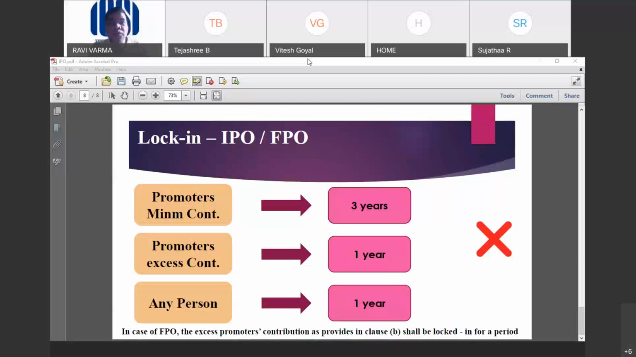Because at least SEBI should know that promoters have money, promoters have this capacity. Like the escrow account, why is the escrow account opened? To check whether the acquirer who is making the offer has solvency or not. Right? Otherwise, there is no benefit of coming out with those offers. So this is the summary of the IPO. I hope it is clear from this in itself.